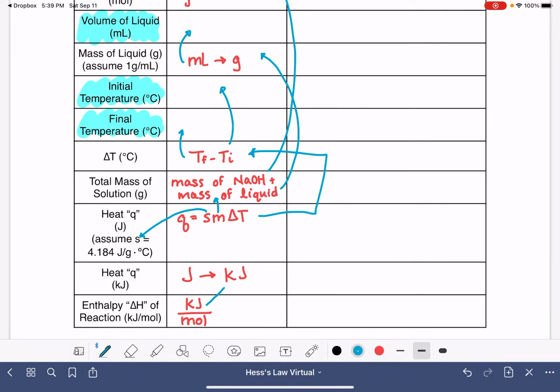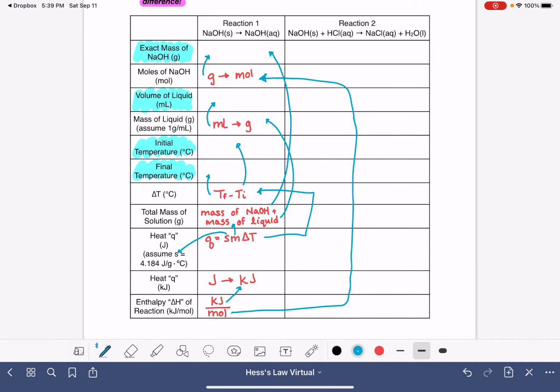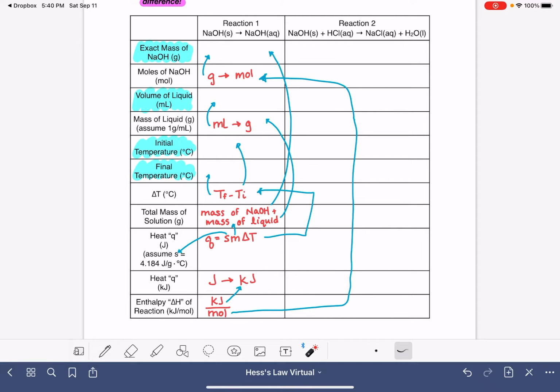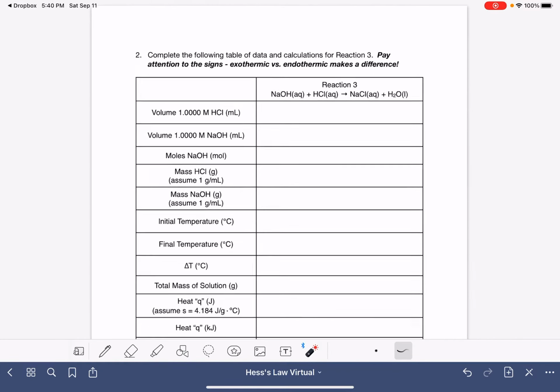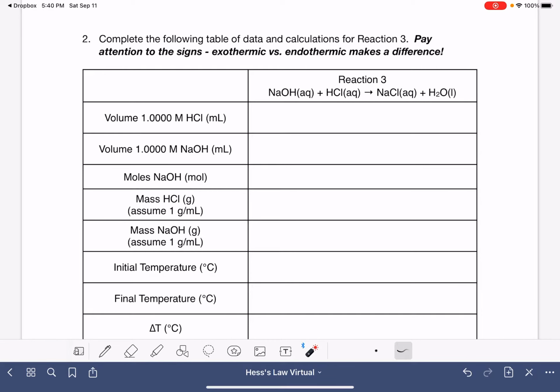The kilojoules that you just calculated and the moles, which are way up here, the moles of NaOH. So there's a lot of stuff going on in this. You'll do the exact same thing for reaction number 2, the exact same set of calculations. Now, once you get those done, you'll move on to the analysis for reaction number 3. This one is a little bit different.